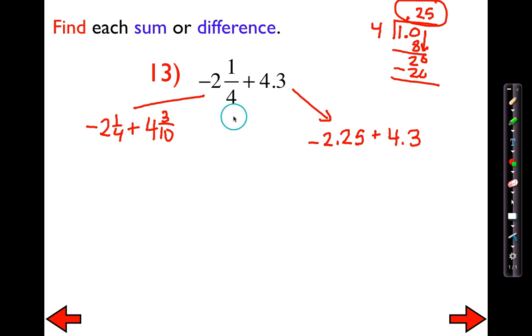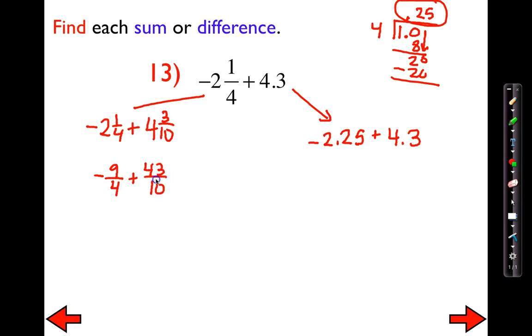I'm going to go ahead and show you both methods. So with fractions, and again, it's something that some of you may not pick, but it's going to be really good practice if you do. Here, what I'm going to do is turn it into an improper fraction. 4 times 2 is 8, plus 1 is 9, so this is a -9/4. We're going to add that to here. 10 times 4 is 40, plus 3 is 43/10.